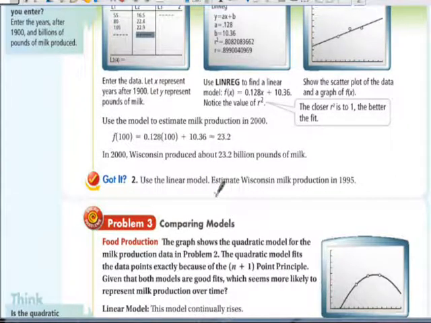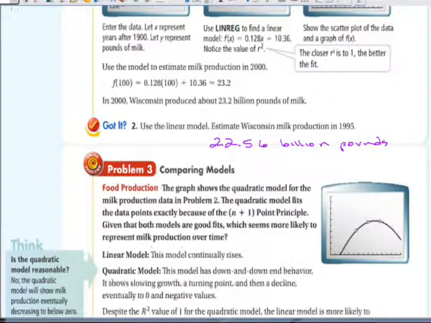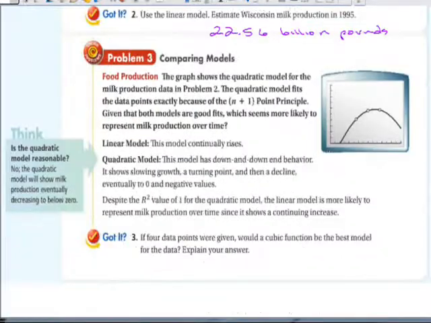All right, you've unpaused. Hopefully you got 22.56 billion pounds. Okay. Again, if you're having trouble with your calculator, I would suggest go back and watch some of the old notes on regressions and see if that helps you. Make sure you bring your calculator with you to class, and we can answer some of those questions in class.